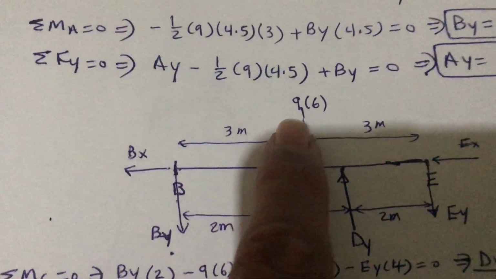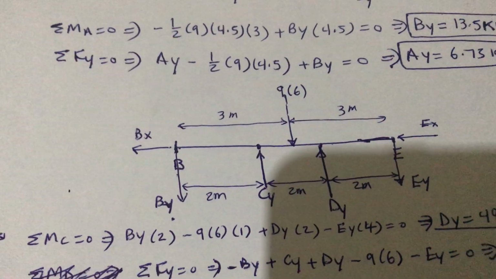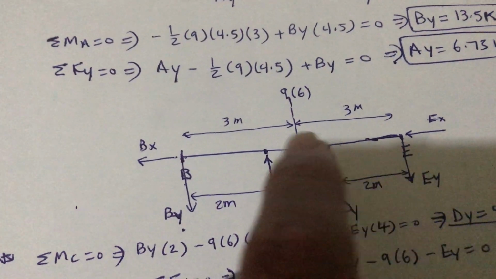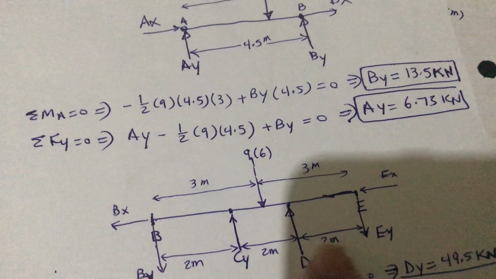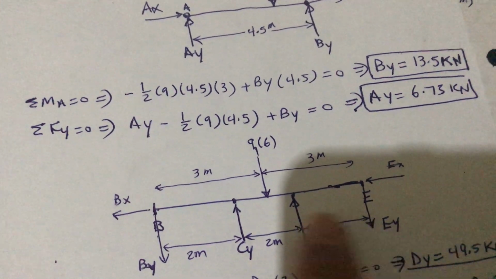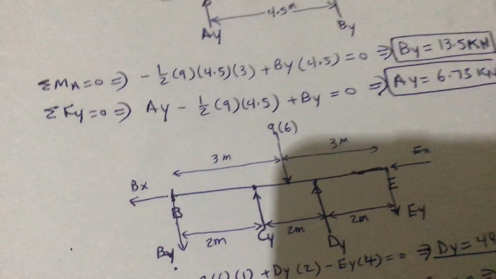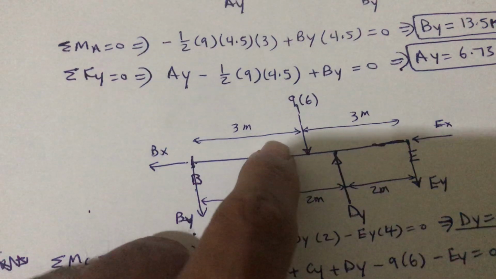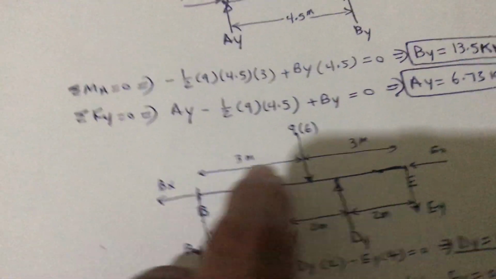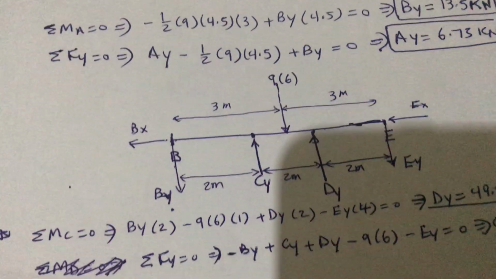So you put 9 times 6, and it's in the center. It's 3 and 3. You could find summation of moment at this point, since you have By and you have Ey, so we don't want to take moment at point B or E because we have them. Why do we have to take moment at these points? We should take moment at point C to cancel out Cx and cancel out the Bx and the Ex in the same line of action to find Dy.